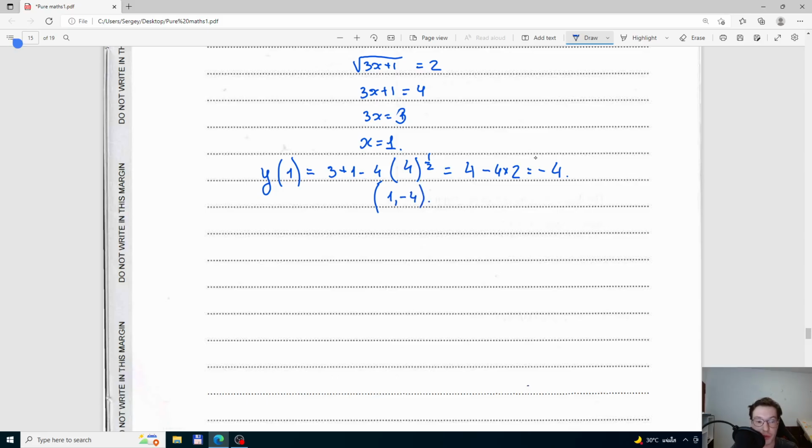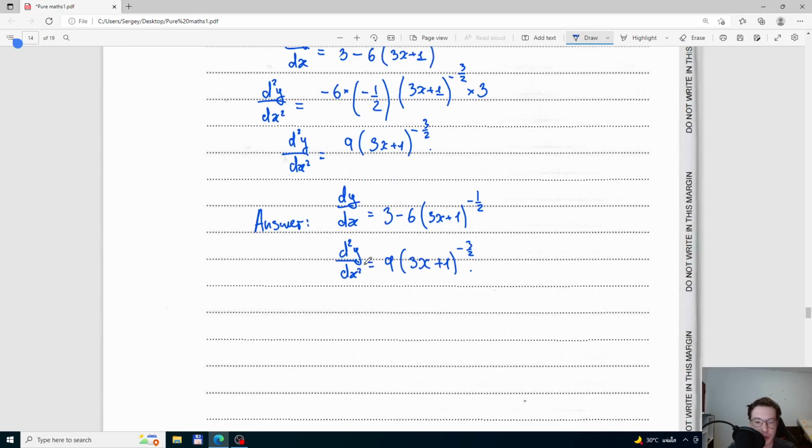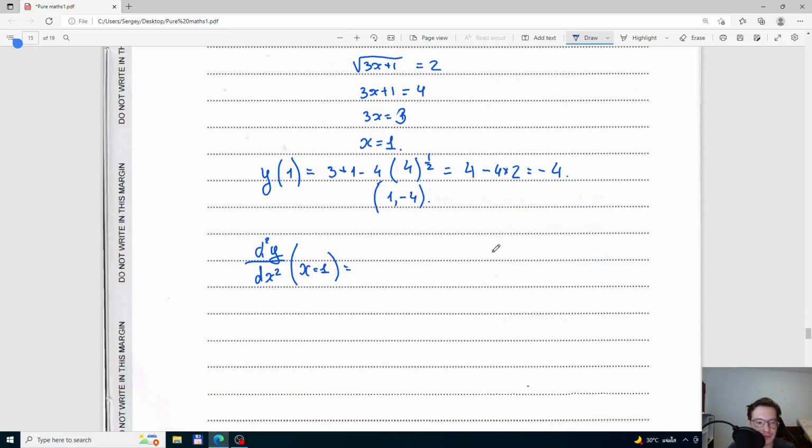Okay, now in order to determine the nature of the stationary point, we will have to substitute this into the second derivative. Second derivative when x equals 1. Again, we're going to use the equation for the second derivative from the previous question and hope that it is correct. So it's going to be 9 times, if I substitute x equals 1, 4 to the power of minus 3 over 2. And that gives me 9 over 8.